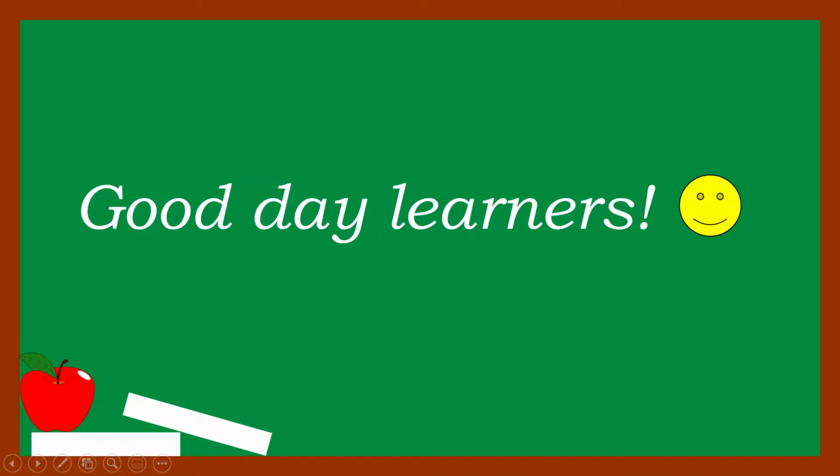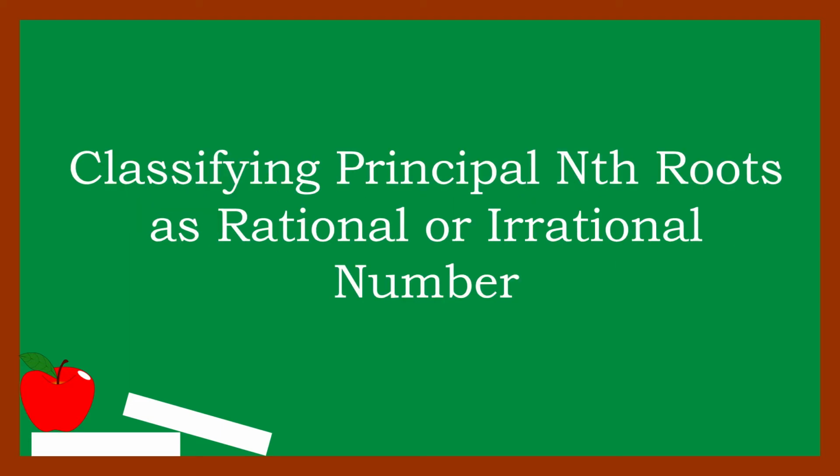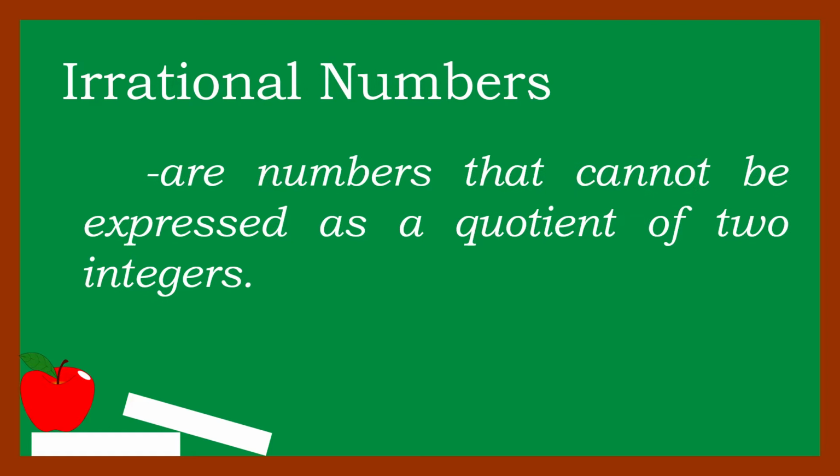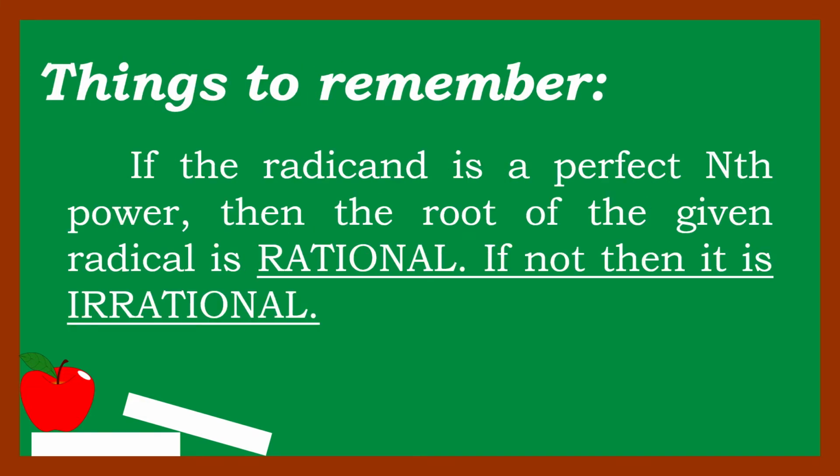Good day, learners! Today we're going to discuss classifying principal roots as rational or irrational numbers. But before that, let's review what a rational number and an irrational number are. Rational numbers are numbers that can be expressed as a quotient of two integers, such that the denominator is not equal to 0. On the other hand, irrational numbers are numbers that cannot be expressed as a quotient of two integers. So, ito lang yung tatandaan natin.